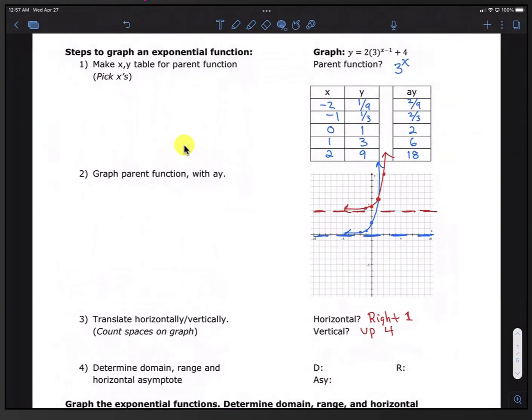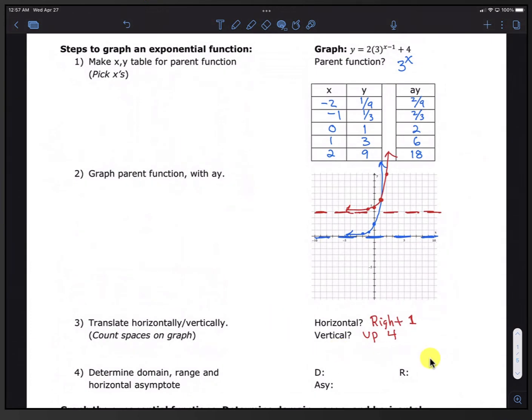And then we want to do the domain, range, and asymptote. The domain goes to the left and to the right forever, so that's -infinity to infinity. The range goes from the horizontal asymptote all the way up to infinity, and the horizontal asymptote is at 4, so it'll go from 4 up to infinity. And then the horizontal asymptote is at y equals 4, so that's your equation for the horizontal asymptote. So that is the first graph.